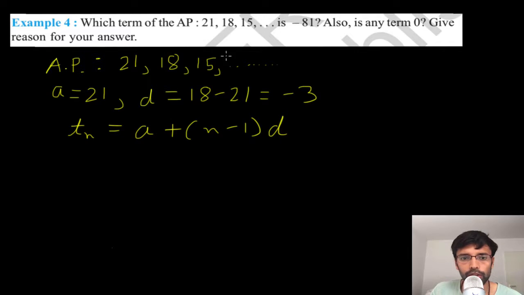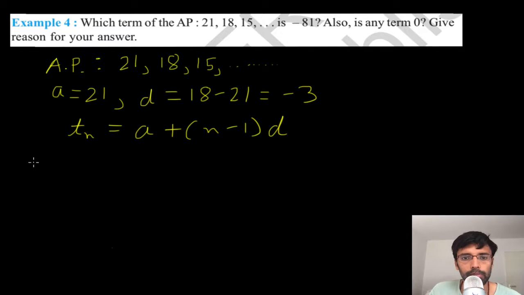So by the time we reach the nth term, the d gets added to the first term n minus 1 times. That is, we start from 21, let's say we reach 15. By the time we reach the third term, the common difference, that is minus 3, gets added to 21 two times. So it is 21, 18 and then 15. So by the time we reach the nth term, the common difference gets added n minus 1 times to the first term. This is one way to keep this in mind.